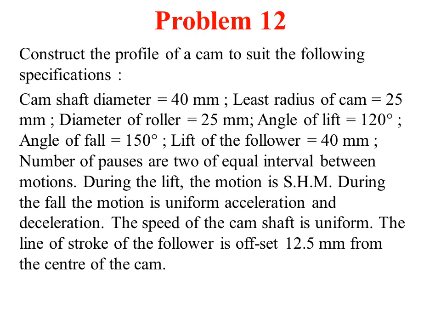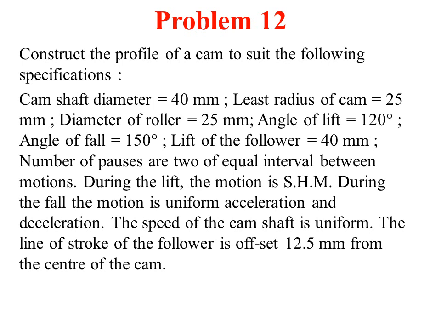Now in the problem they mentioned the outstroke and the return stroke as lift and fall, but they have not mentioned dwell. Instead they have given number of pauses are 2 of equal interval between motions. Pauses is nothing but dwell, and they are 2 of equal interval between motion. That means after the outstroke or lift they say dwell, then the return stroke or angle of fall, after that again they say dwell.